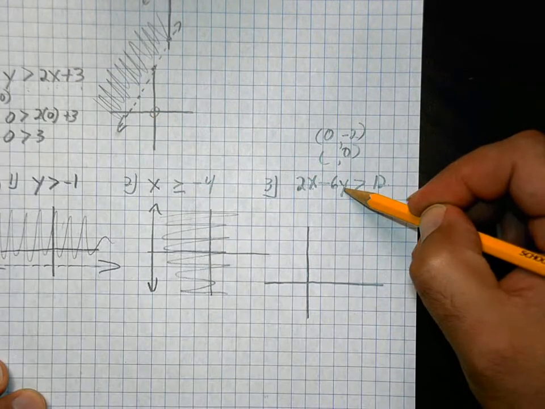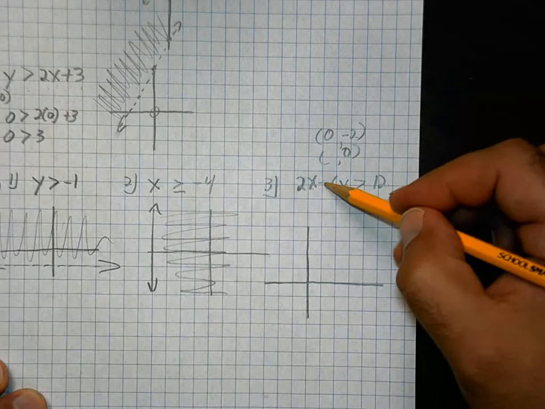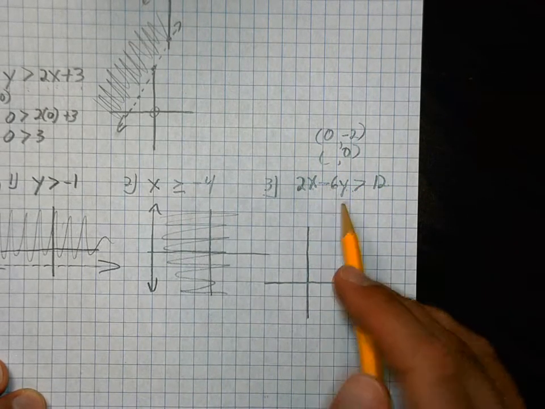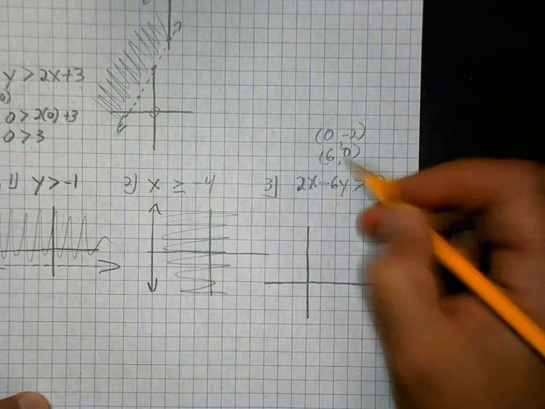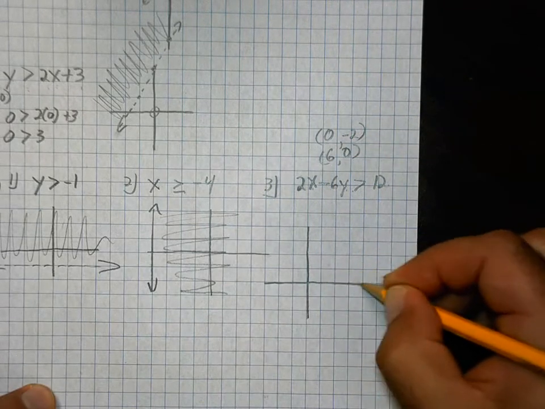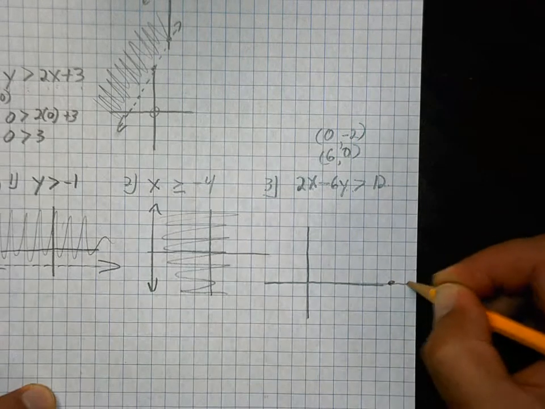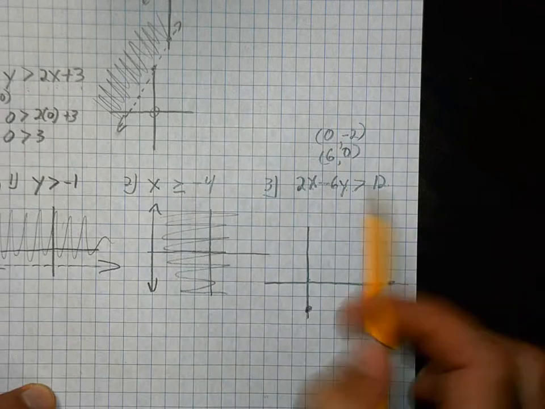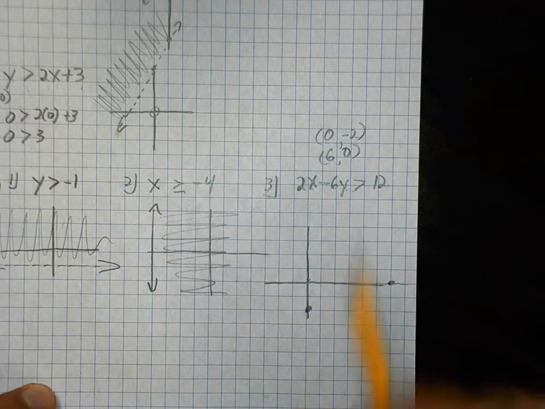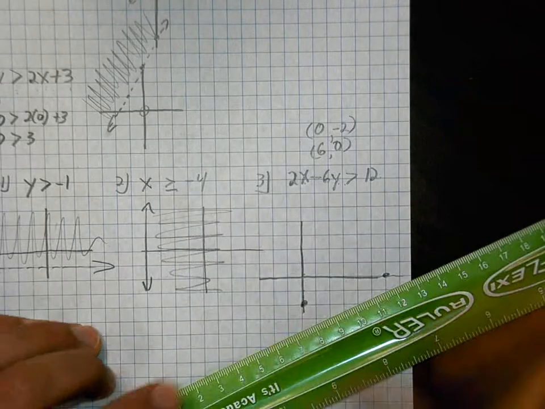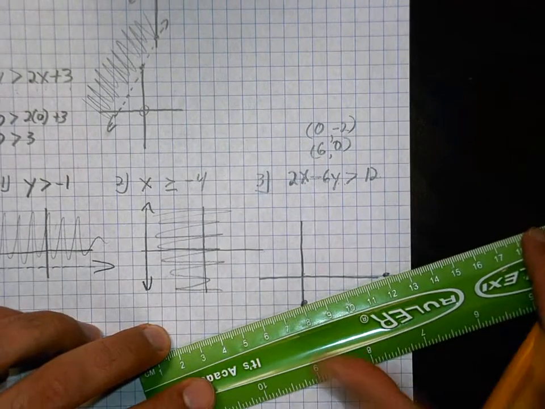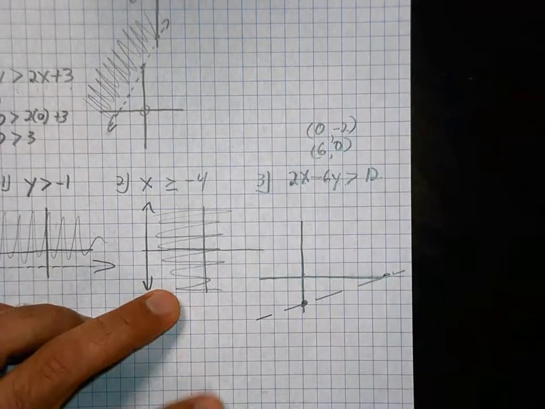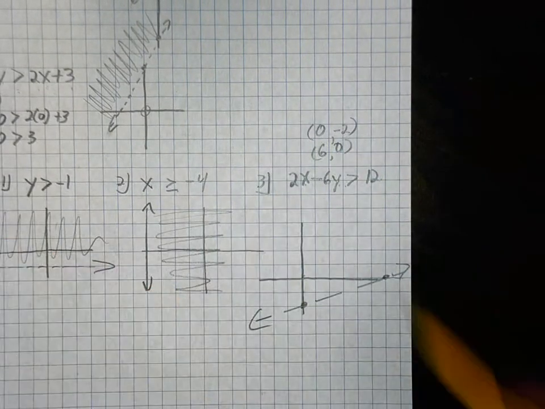Substitute 0 in for y there. That's going to get rid of that term. So 2 times 6 would be 12, so it would be 6. So those are my x and y intercepts. 6, 0, and 0, -2. So my line goes through those 2 points. Because it's not or equal to, it has to be a dashed line. So I'll bring my ruler here. Dash line.